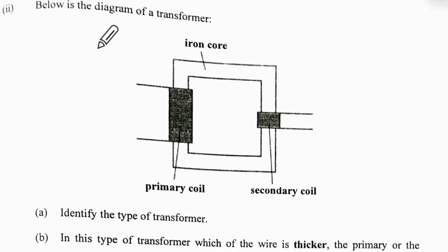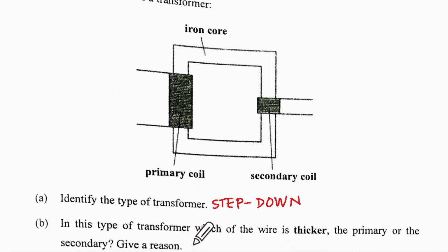The second subpart below given is the diagram of a transformer. Identify the type of transformer. In the primary coil, there are more number of turns. Secondary coil, less number of turns. So it's a step-down transformer.